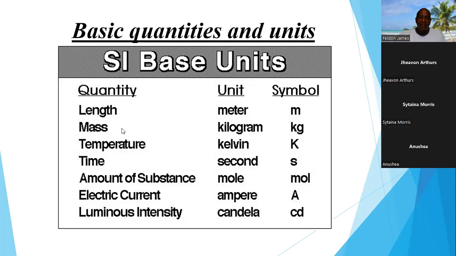So these basic quantities, length, mass, temperature, time, the amount of a substance, electric current, the luminous intensity, these are all measurable things. Now, we call them basic quantities because when we're measuring these quantities, we can use the device of measurement and we get the exact measurement just by using a measuring device. So if we're measuring temperature, we use a thermometer and we get the exact measurement of temperature. We're measuring length, we use a ruler and we get the exact measurement of length.